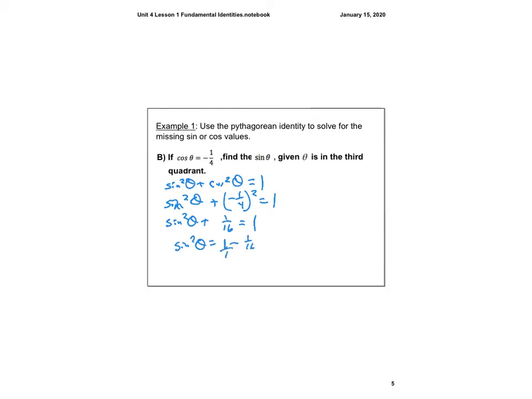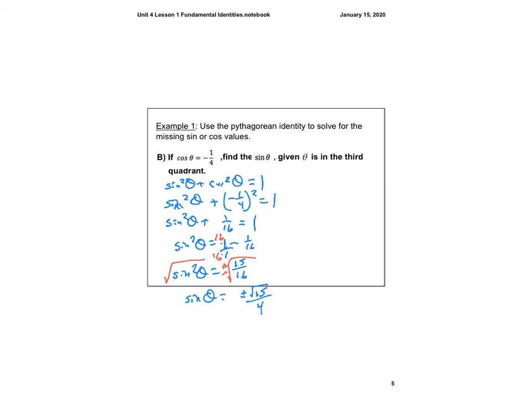Get a common denominator over here, which would be 16. So 16 minus 1, there's 15 over the common denominator of 16. So now what do we have to do? We have to get rid of the square, so we need to solve for sine. I have to take the square root of both sides, so I get a plus or minus over here. And so we end up with the sine of theta equals plus or minus the square root of 15 over the square root of 16, which is 4.